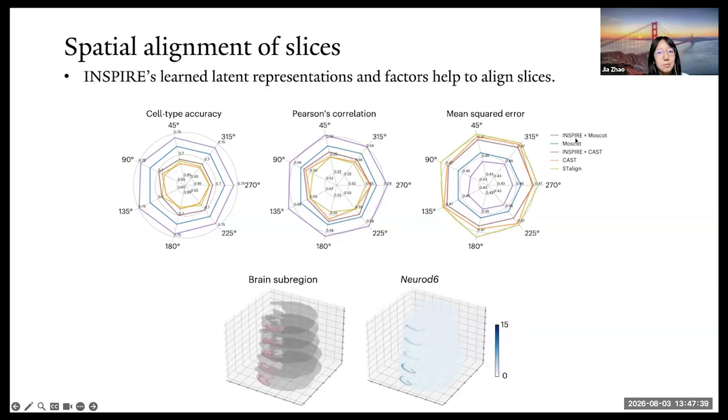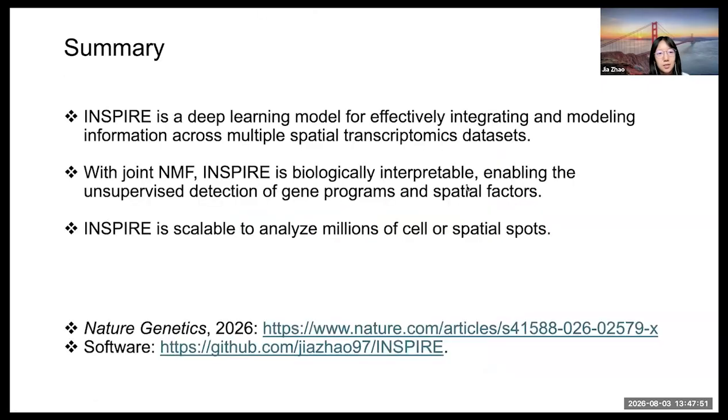Here, INSPIRE plugged into Moscot achieves even better results than Moscot. In summary, we introduce our method for data integration, and we achieve interpretability through the joint NMF. Our method is really scalable to handle millions of cells or spots. You are very welcome to check our paper in Nature Genetics and try our software.